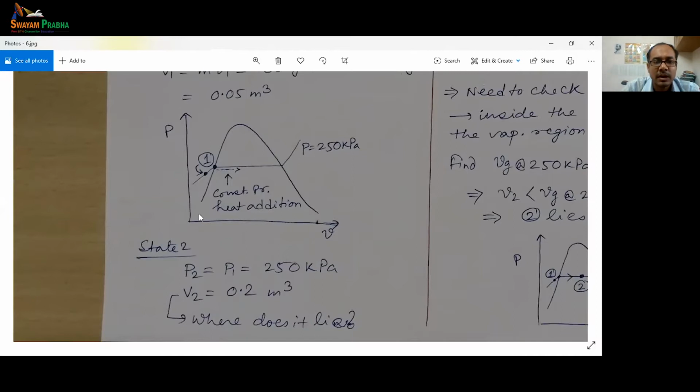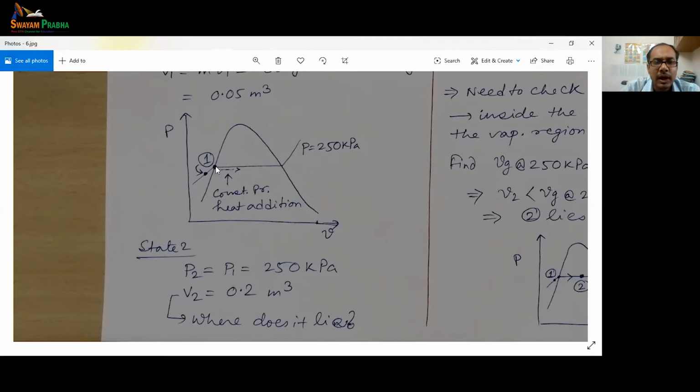If we look at the state in a PV diagram, this is the saturation dome that we have drawn, and state 1 is actually here. It's a compressed liquid, and it is on the pressure line corresponding to 250 kPa. On the pressure line, this value of specific volume we have obtained is the same as what we get for that particular temperature on the saturation line. Okay, so now what is happening?